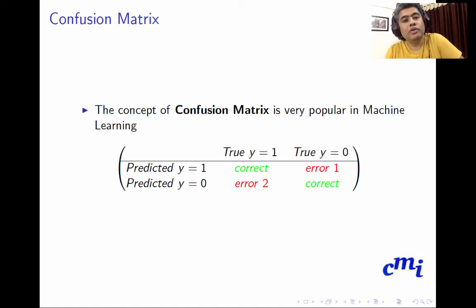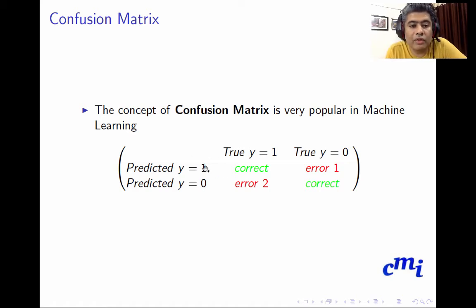Now once you fit, we would like to evaluate the performance of the model. How do we evaluate the performance of the model? The first thing you check is something called a confusion matrix, which is very popular in machine learning. So for true y, there are four possible outcomes when you make a decision.